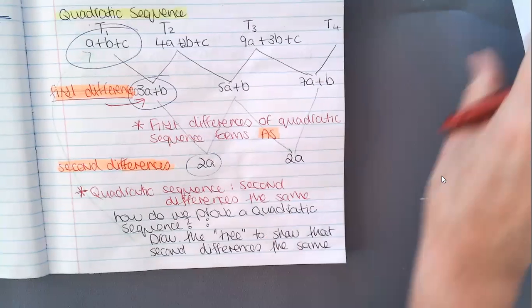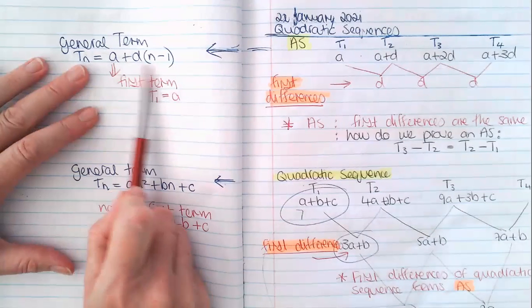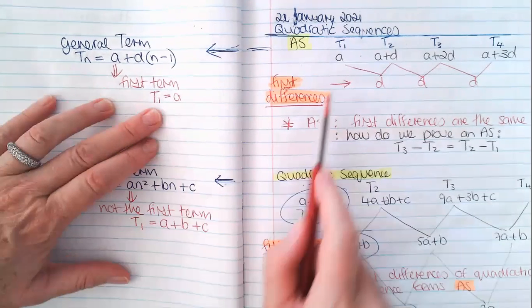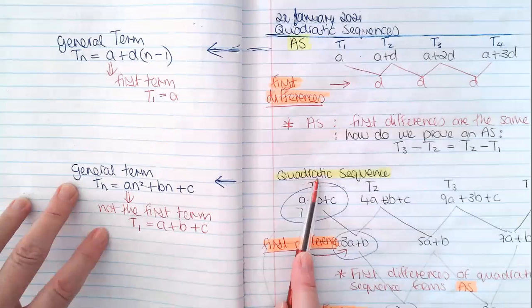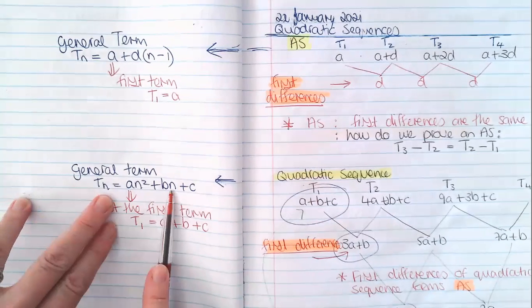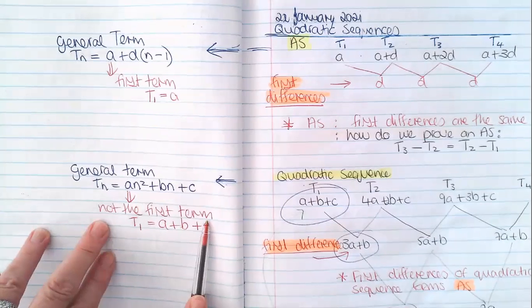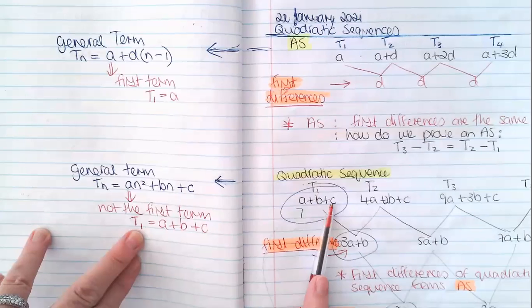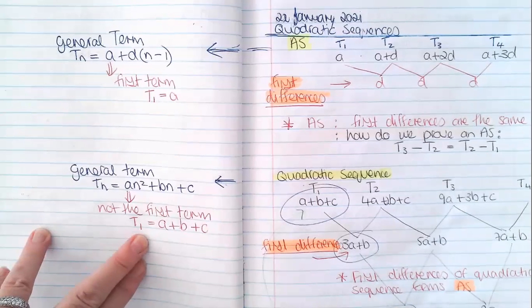Something really important here is that when we look at the arithmetic sequence, the general term is a plus d(n minus 1), and the first term, term 1, is a. If we look at the general term for a quadratic sequence, the formula is an squared plus bn plus c. Now the a here is not the first term. The first term in a quadratic sequence is a plus b plus c. So it is really important that you don't get confused by these variables that we use.